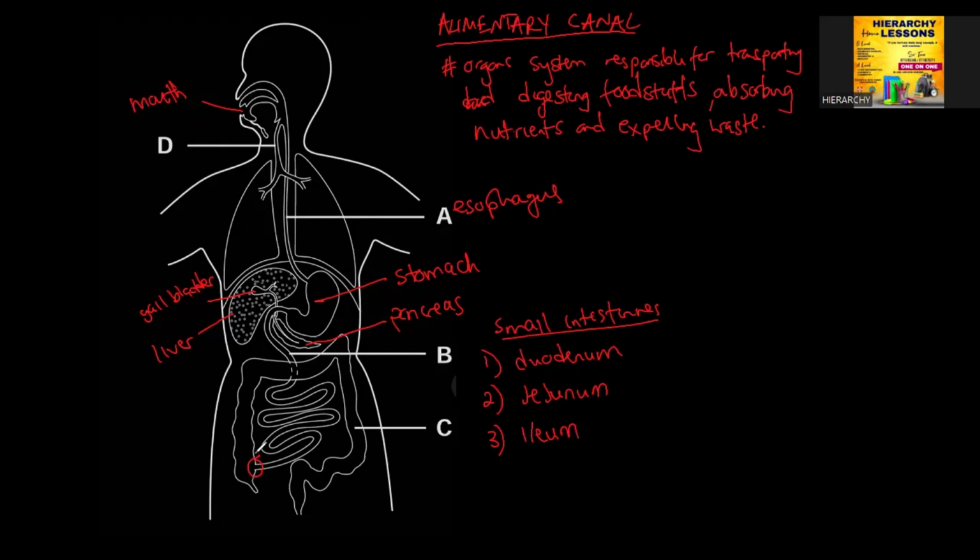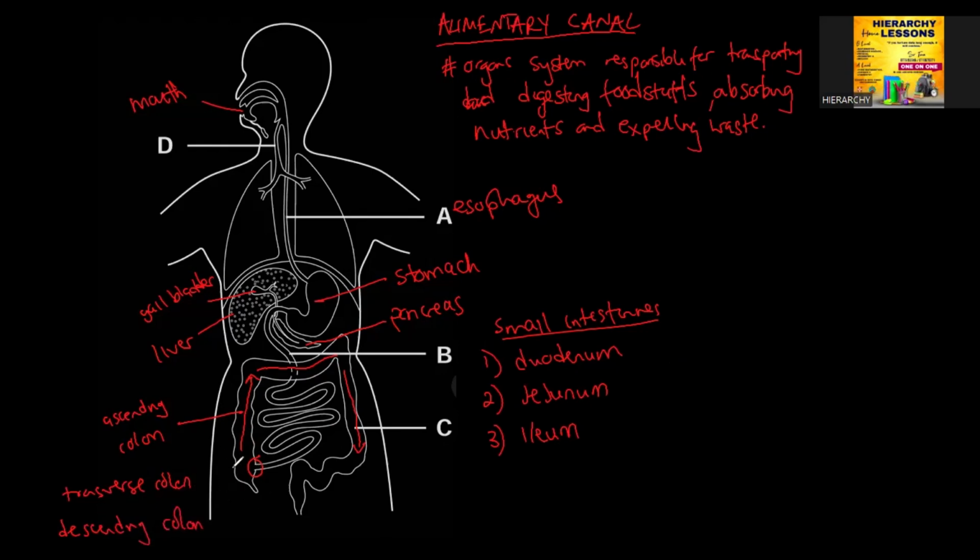The large intestine is divided into three parts. Here, this one going up, remember food moves in a clockwise direction, is called the ascending colon. And then the section across here is called the transverse colon. And then the one descending here is called the descending colon.